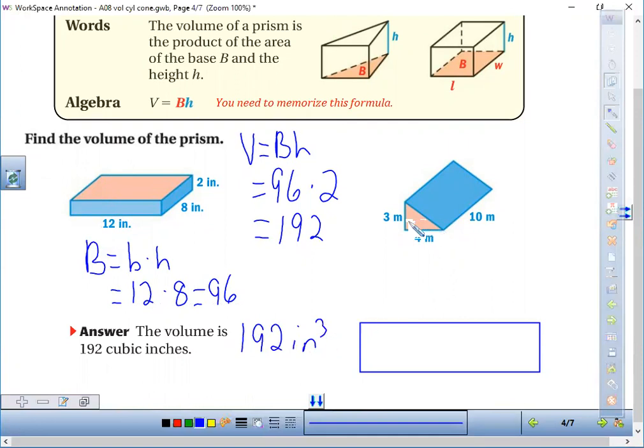So if you look at the image on the right, that's a triangular prism. So again, write down the formula. Volume is equal to the area of the base times the height. So let's calculate the area of the base. Well, it's a triangle, so it's 1/2 times the base times the height.